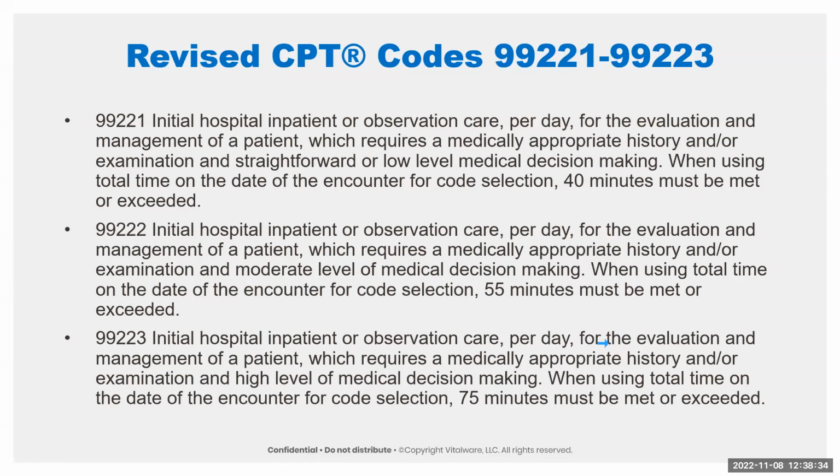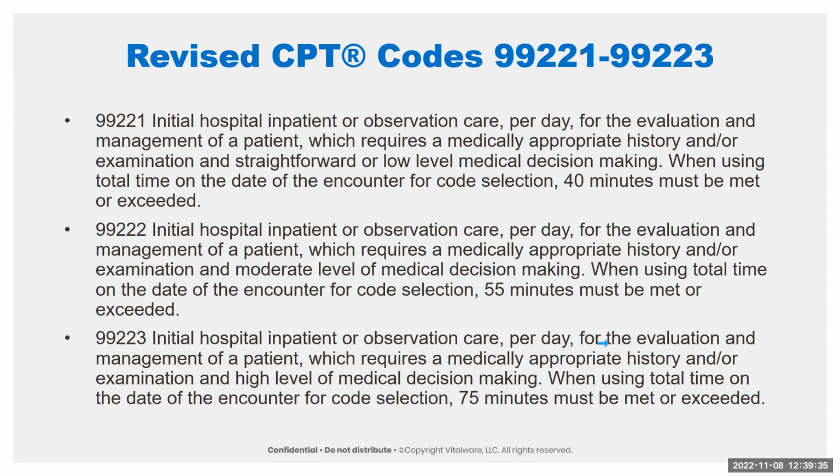I did not do a comparison view on these new codes because otherwise we'd have a million slides, so I just put the upcoming definitions. Here you've got your initial hospital inpatient or observation care per day. The 99221 is straightforward or low-level medical decision-making, and the time is 40 minutes must be met or exceeded. For your 99222, that's a moderate level of medical decision-making, and that goes to 55 minutes. Your 99223 is a high level of medical decision-making, and that's 75 minutes being met or exceeded.